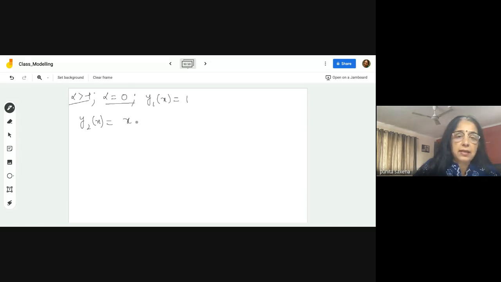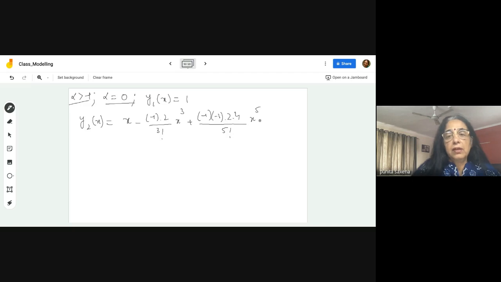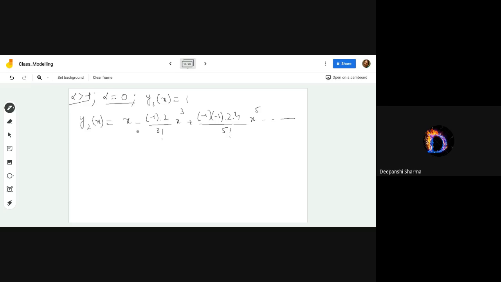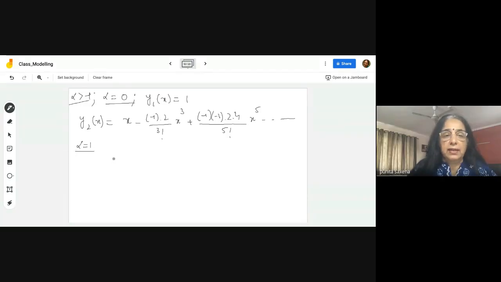But what happens to y2(x) when alpha is 0? It becomes x minus (minus 1)(2)/3! x^3 plus (minus 1)(minus 3)(2)(4)/5! x^5, and so on and so forth. This is what you get. Is this okay or not? Yes, ma'am.